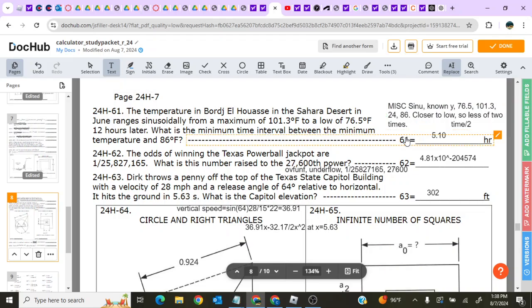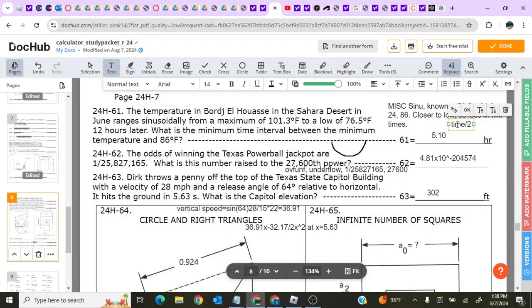The time period is going to be the lower of the two you get. However, there's a catch. The time period you're given is the difference between the first 86 degrees and the second 86 degrees. However, we're looking for the time between the minimum and 86 degrees. So if you can kind of imagine like this, as you can see, the distance from here to here in terms of x is half the distance from here to here. So you divide the time by 2, and you get 5.10 hours.